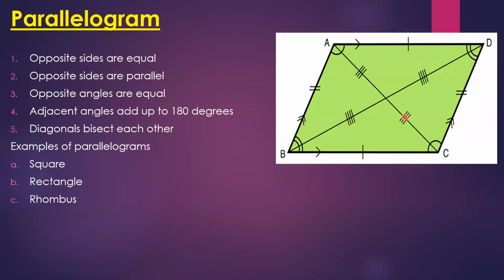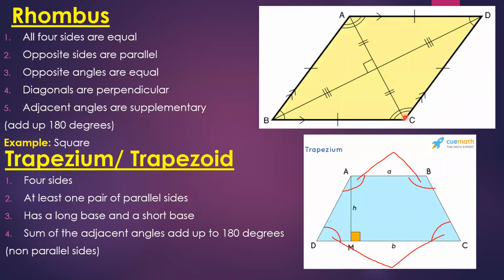All right, the next one is the rhombus, and I want Talia to read the rhombus, please. Rhombus. All 4 sides are equal, opposite sides are parallel, opposite angles are equal, diagonals are perpendicular, adjacent angles are supplementary, add up to 180 degrees. Example, square. Very good.